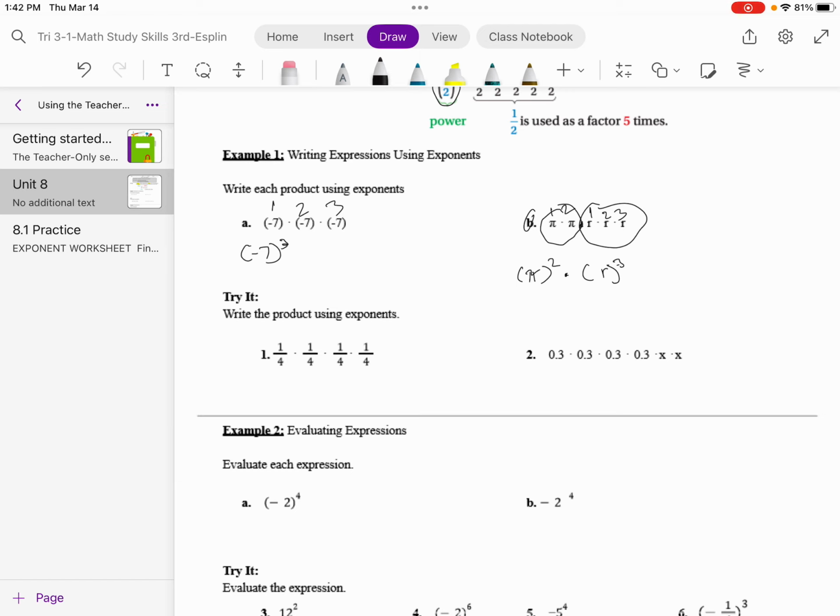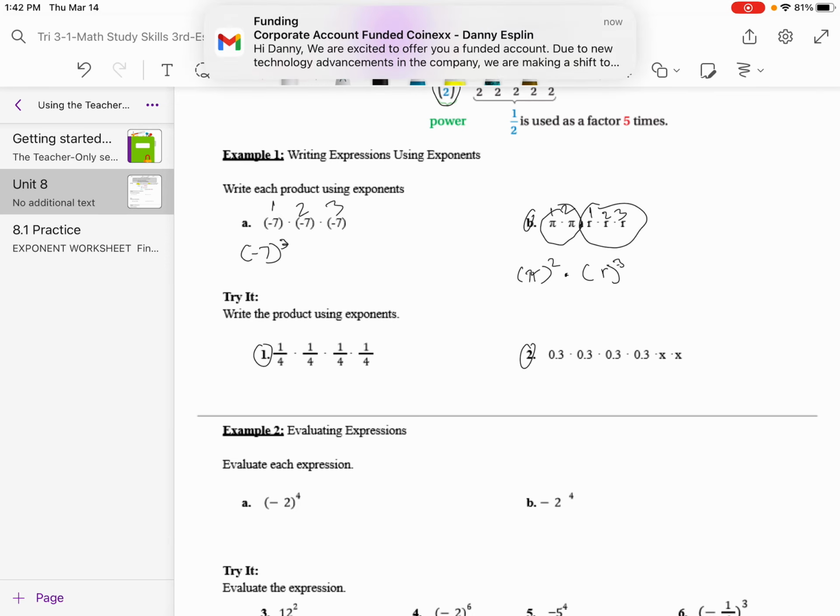Okay, I want you to pause the video and I want you to try 1 and 2 and then compare with your neighbor. And then come back when you're done and unpause the video.